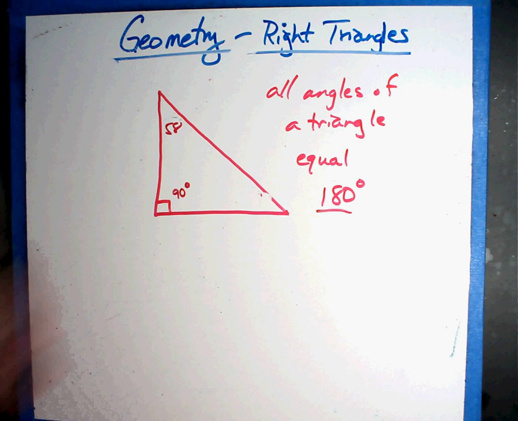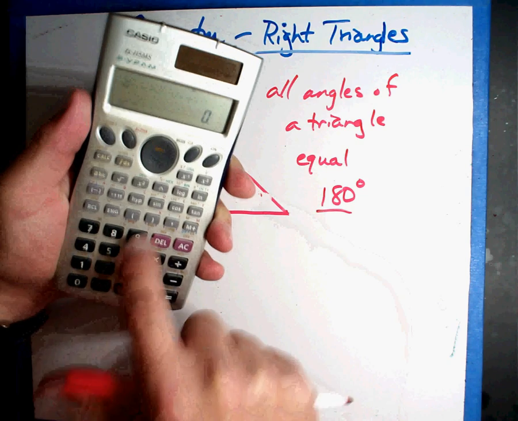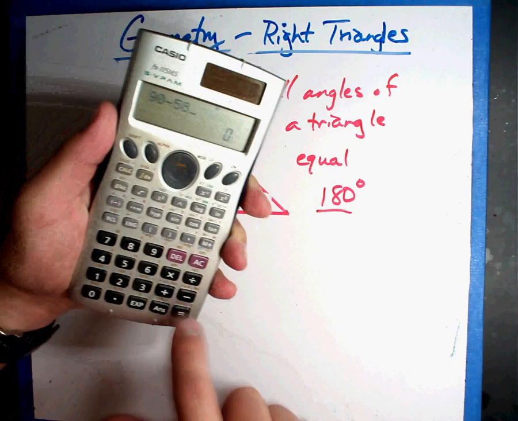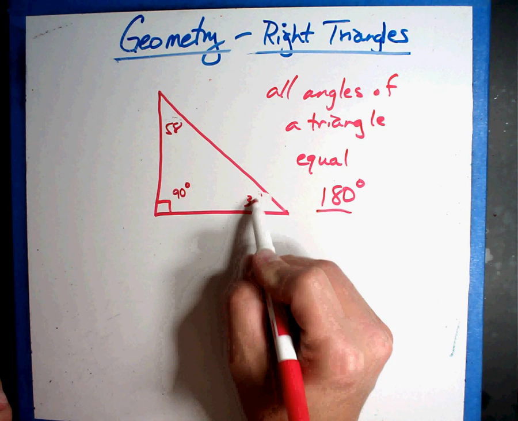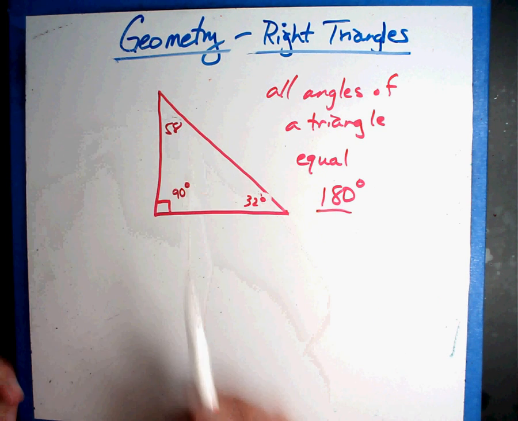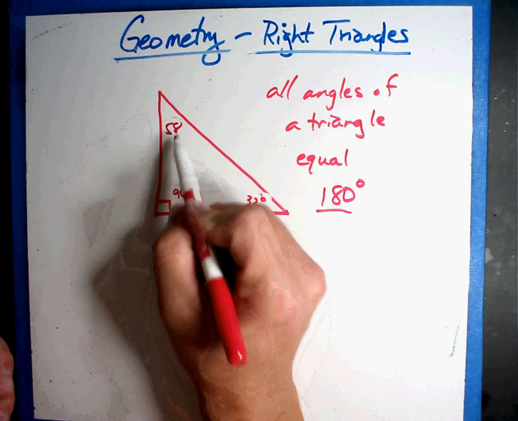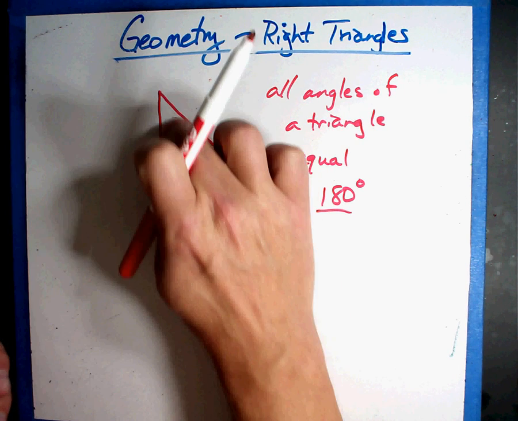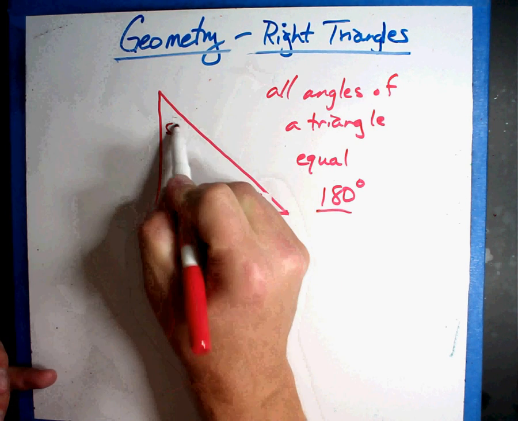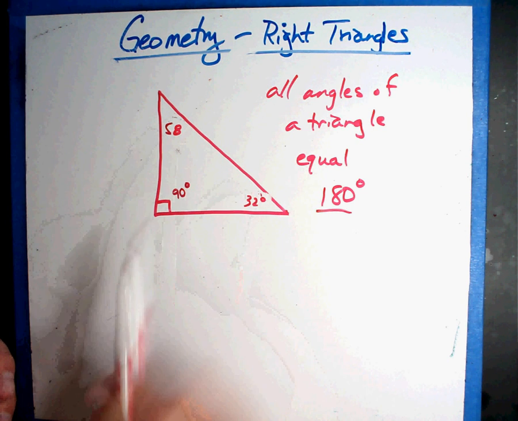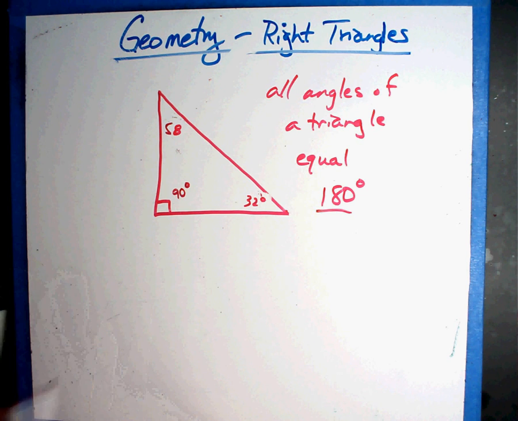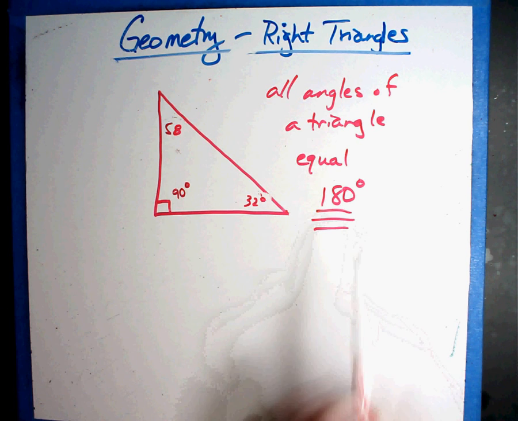So how do I do that? Well, if I know that 90 minus 58 has to be the other angle, then this one is 32 degrees. So it doesn't have to be 45, 45. It could be 58, 32, 90. They may not even be rounded off numbers. But just remember that all three have to add up to 180 degrees total.